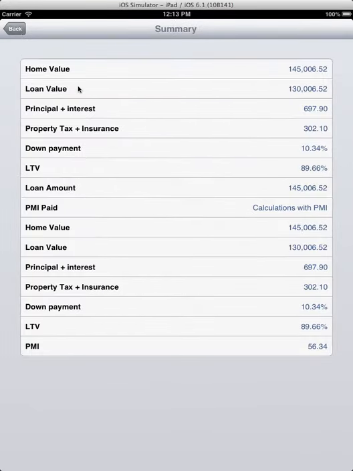So here is the home value, 145,000, loan value is 130,000, and there is a down payment of 10%, and loan to value ratio is 89%. Loan amount is this, 145,000. PMI needs to be paid, and here are some of the PMI calculations.